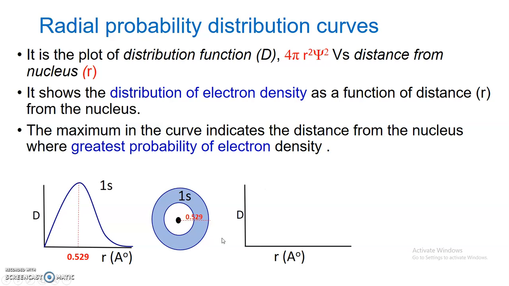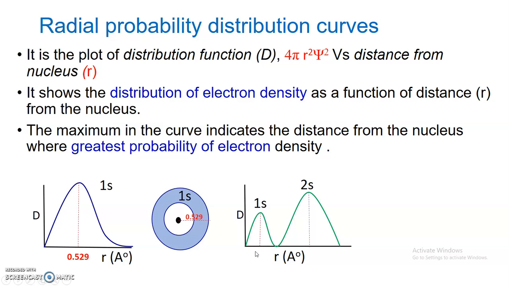Now consider the radial probability distribution curve for 2s orbital. Again, when the distribution function D is plotted versus the distance from the nucleus, the nature of the graph is like this. There are two maxima. This is one maximum and this is another maximum, and at the same time there is one minimum.